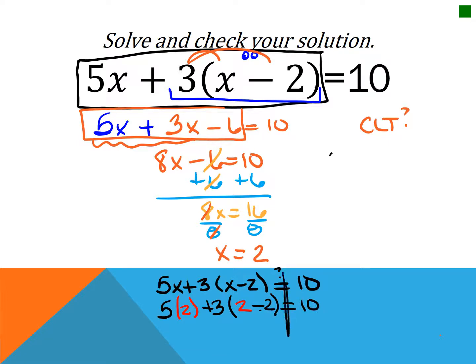Now on this, you're not even touching the right side. You're just going 5 times 2 is 10. 2 minus 2 is 0. 10 plus 0 is 10. So it checks. So we put a little happy face in there.